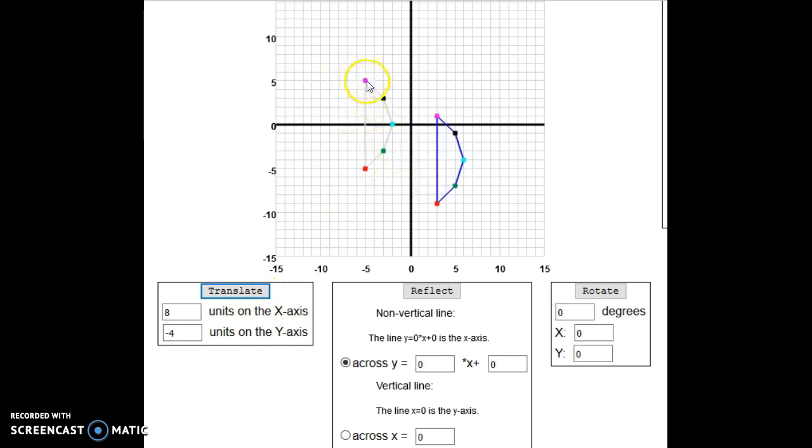And there you could see if you just took one of the vertices and checked, you could start from the purple, you would count over 8 units and down 4 units. That's a translation. Again, we're just sliding or shifting the graph.